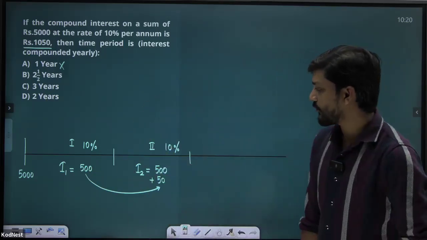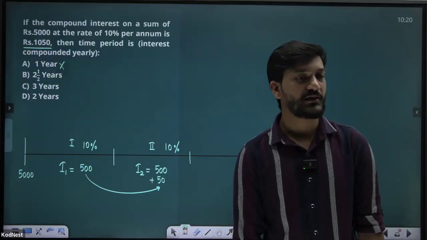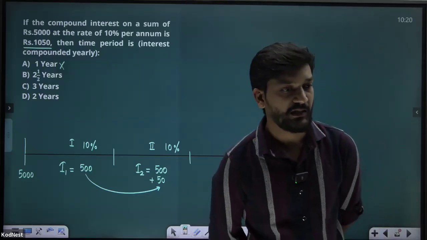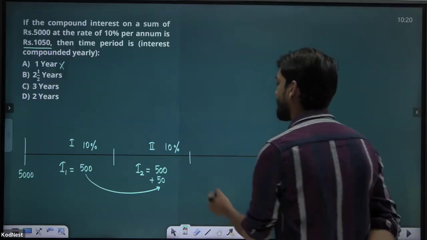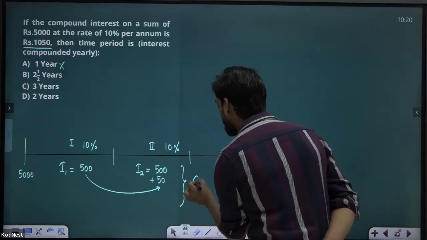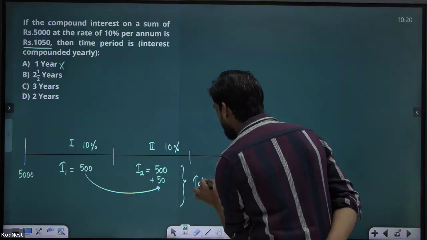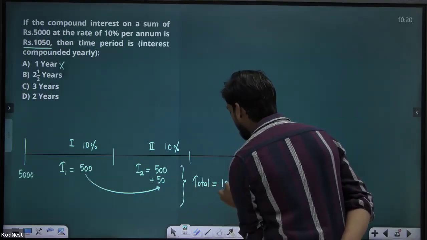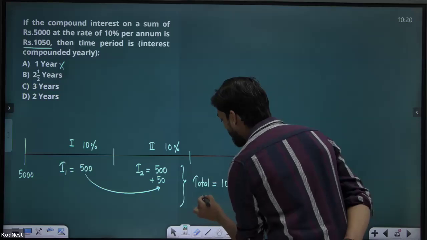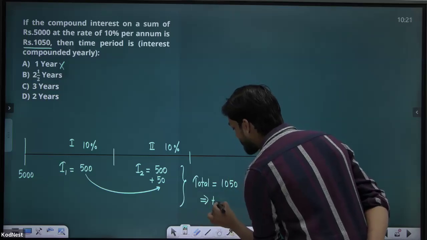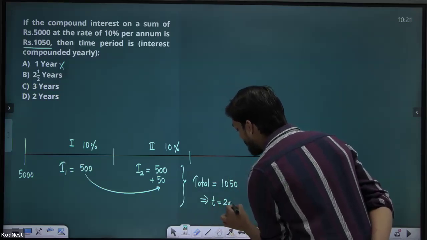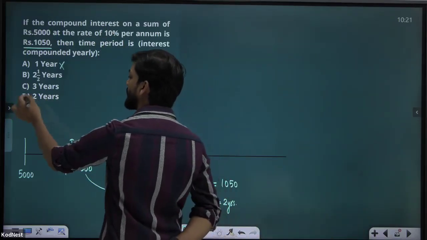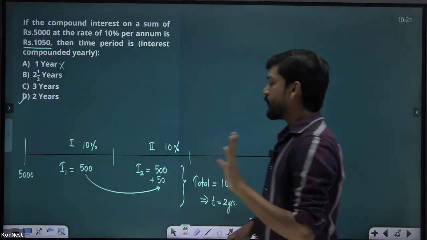Okay. Now total, how much? Is it 1050 overall? Yes. So total comes out to be 1050. It implies time is 2 years, because in 2 years, the value is matching the value given in the question.